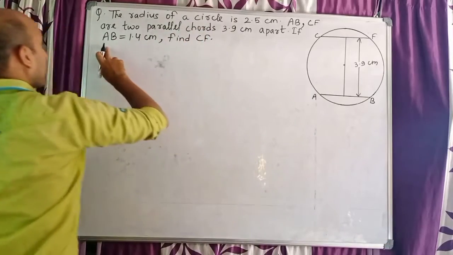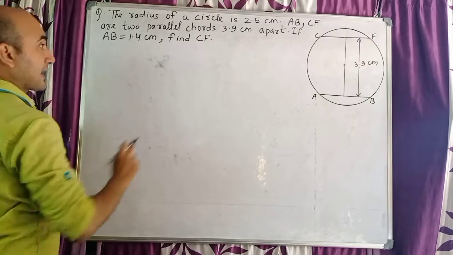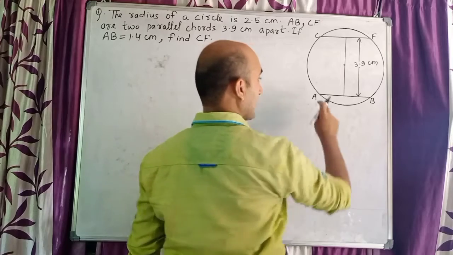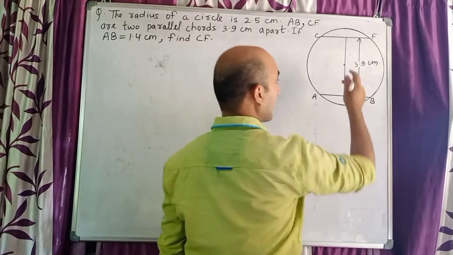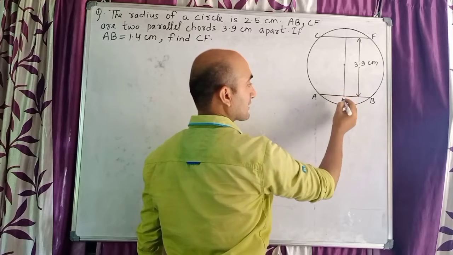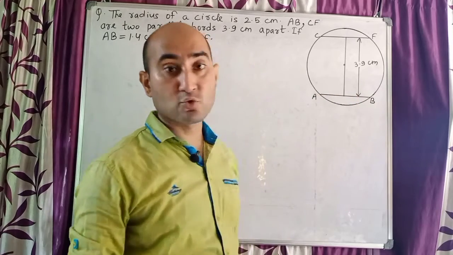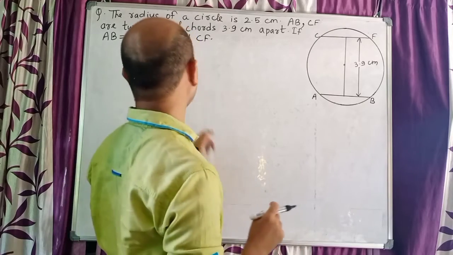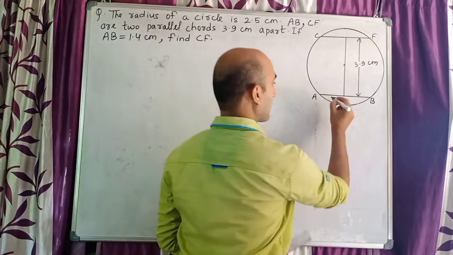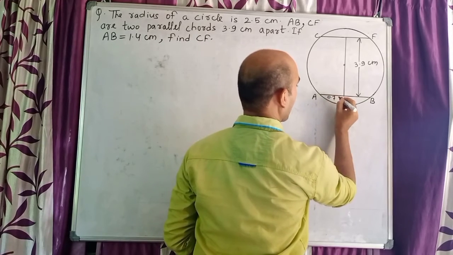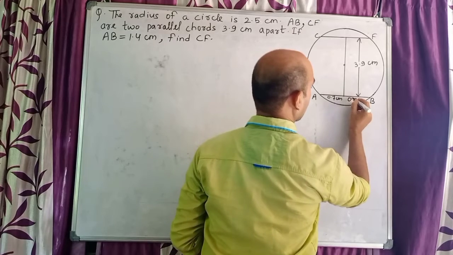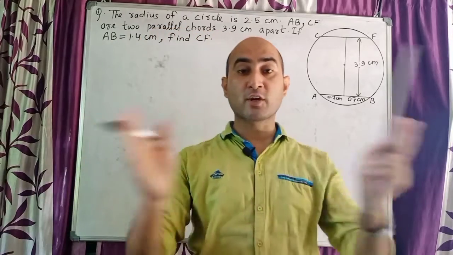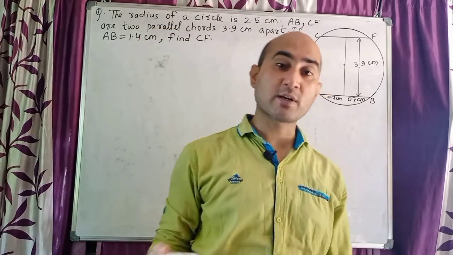Now if AB is 1.4 centimeter, find CF. So the value of AB is given, you have to find the value of CF. AB is 1.4, but you know any line coming from the center of a circle, the chord is divided equally into two halves. It bisects, so it is divided equally into two halves. So AB is 1.4, so it will become 0.7 centimeter, and this one also will become 0.7 centimeter, because if you divide 1.4 into two equal halves, the value of each will be 0.7. Very simple.